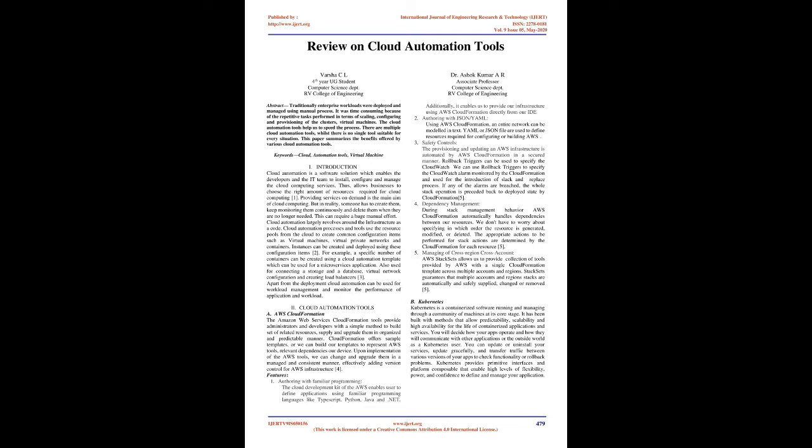3. Safety controls. The provisioning and updating of an AWS infrastructure is automated by AWS CloudFormation in a secured manner. Rollback triggers can be used to specify the CloudWatch alarm monitored by CloudFormation and used during the create, update, and replace process. If any of the alarms are breached, the whole stack operation is rolled back to the previously deployed state by CloudFormation.